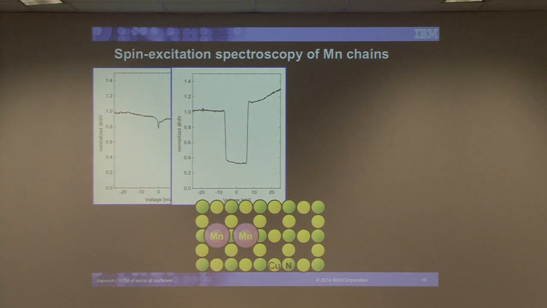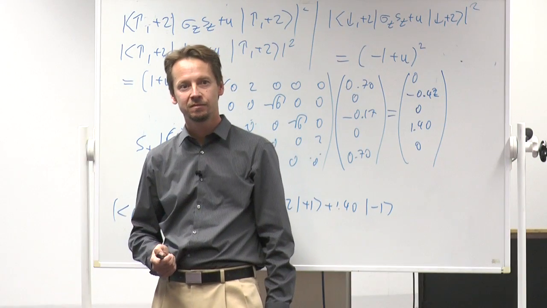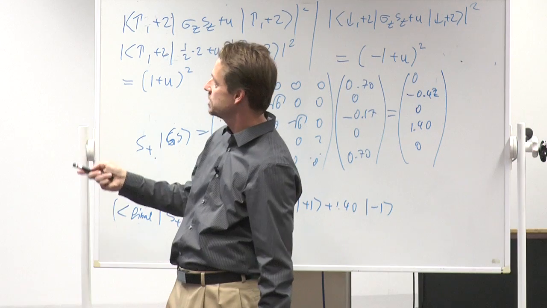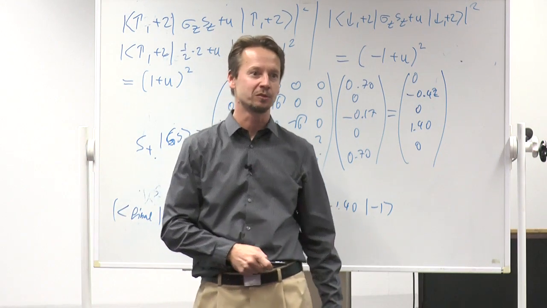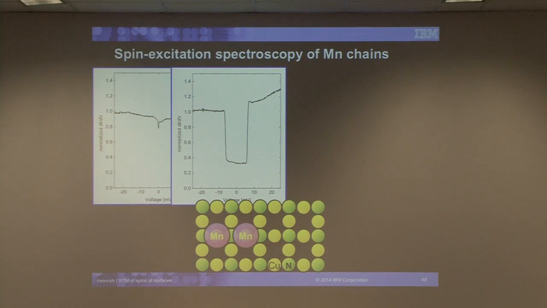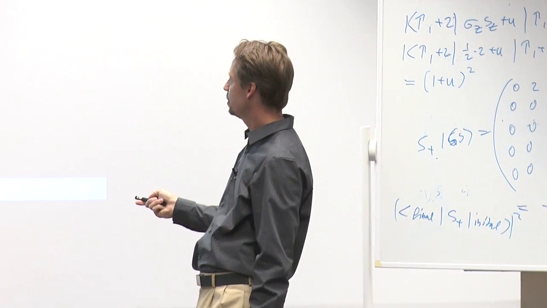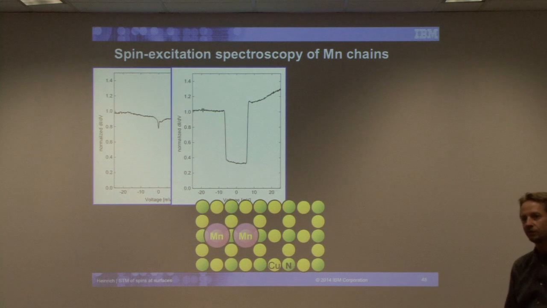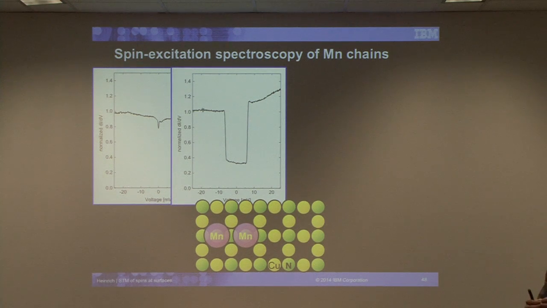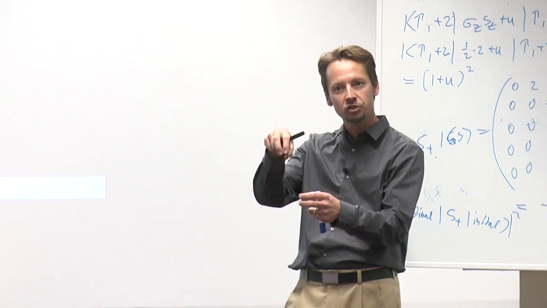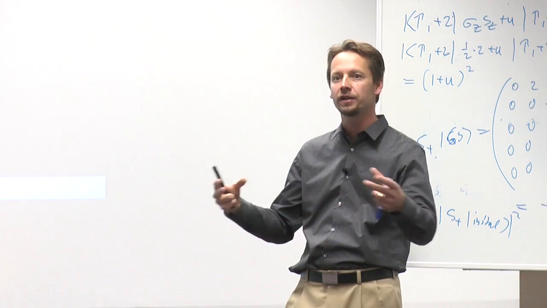Two manganese atoms, completely different. This spectrum here really has nothing to do with this spectrum. Where do you put the tip in this case? Doesn't matter, actually. We can put the tip here, here, or in the middle. It's delocalized because the atoms are fairly close together and we really can't individually tunnel into only one. They really look like a cigar.